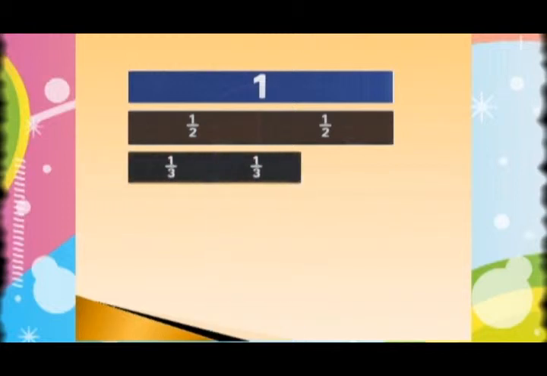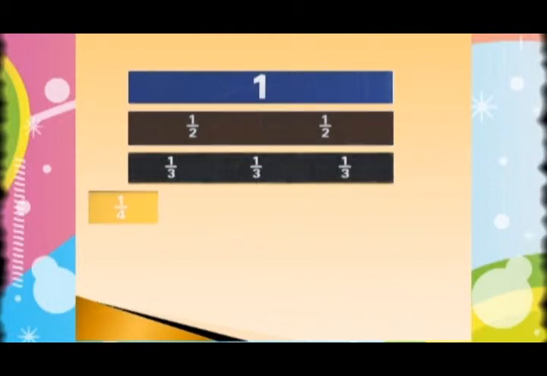1 half, 2 halves. So it takes 2 halves to make 1 whole. Let's look at how many thirds we can get out of a whole. 1/3, 2/3, 3/3 make 1 whole. Let's look at the quarters. 1 quarter, another quarter, 3 quarters, 4 quarters make 1 whole.